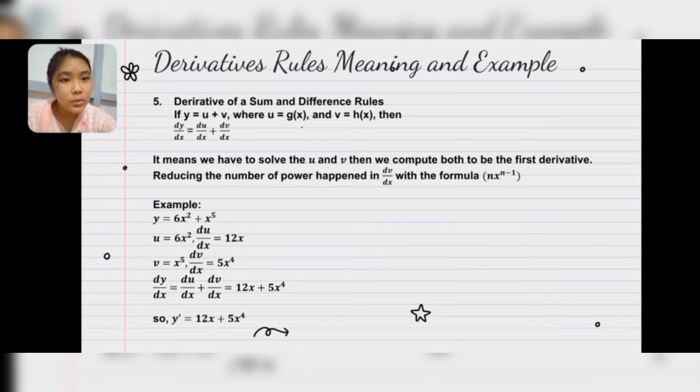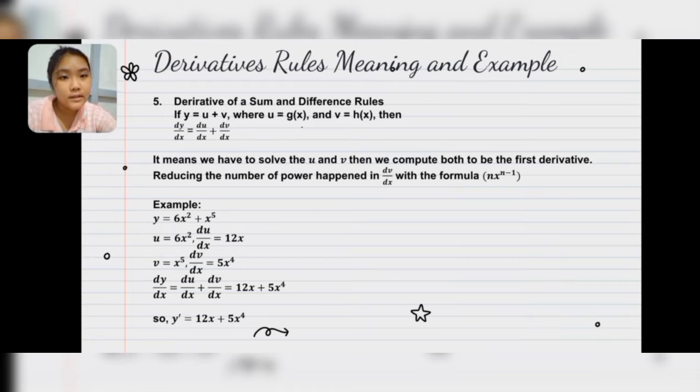So du per dx equal 6 multiply with 2 from the power of x, so 12, and then the power of x is 2, we reduce it with 1, so 2 minus 1 is 1. We don't have to write it again because without we write it, it means 1. So equal 12x, and then we have to solve the v.